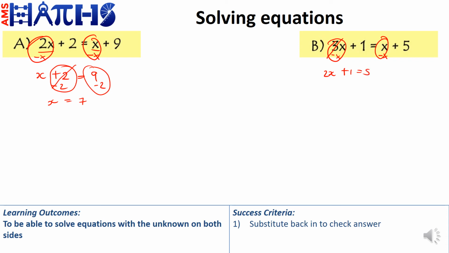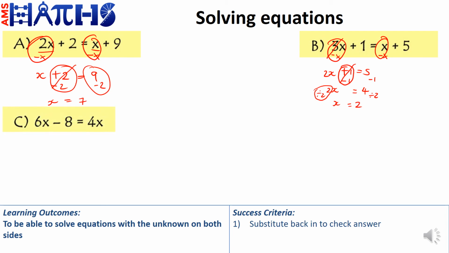Then we're going to subtract 1 on both sides because we have that plus 1 there. So 1 minus 1 is 0, leaves us with 2x. And on the right, 5 minus 1 is 4. Then we'll divide by 2 on both sides. 2 divided by 2 leaves us with x. And 4 divided by 2 is 2. So our answer is x equal 2.